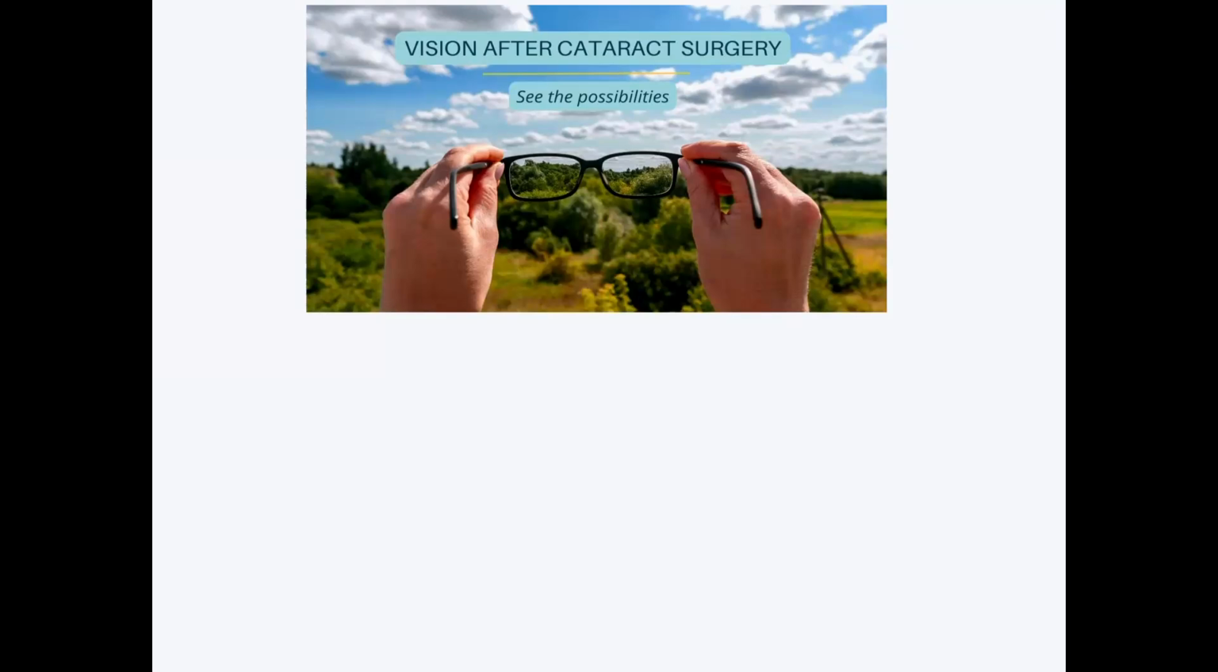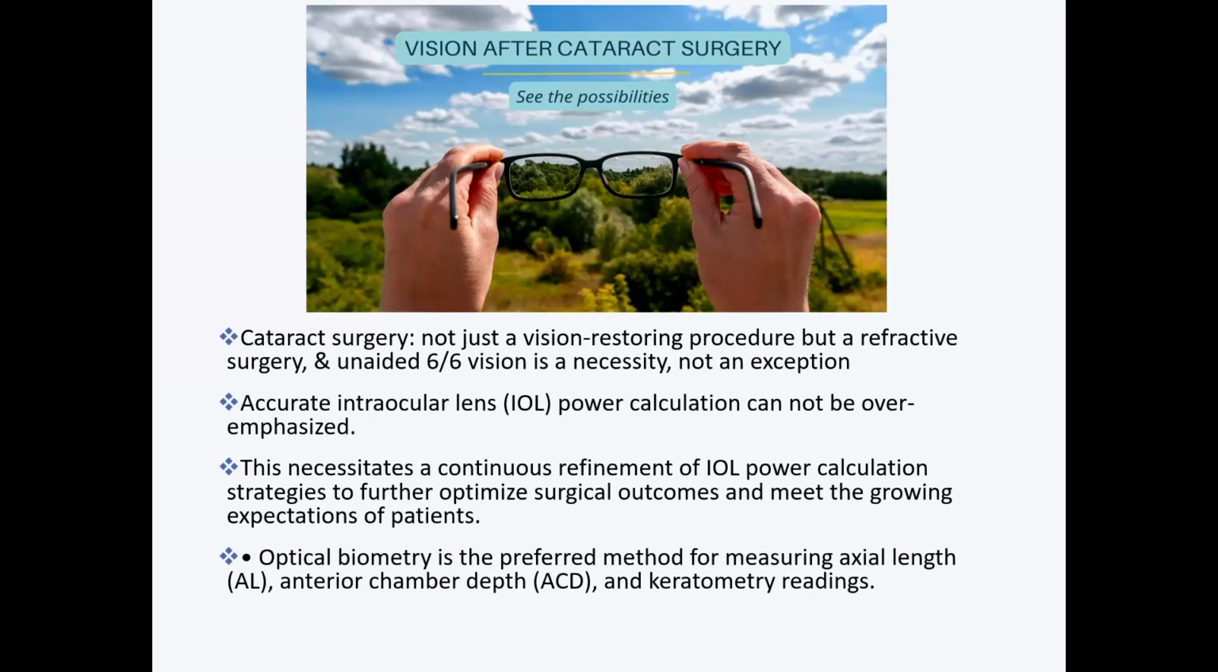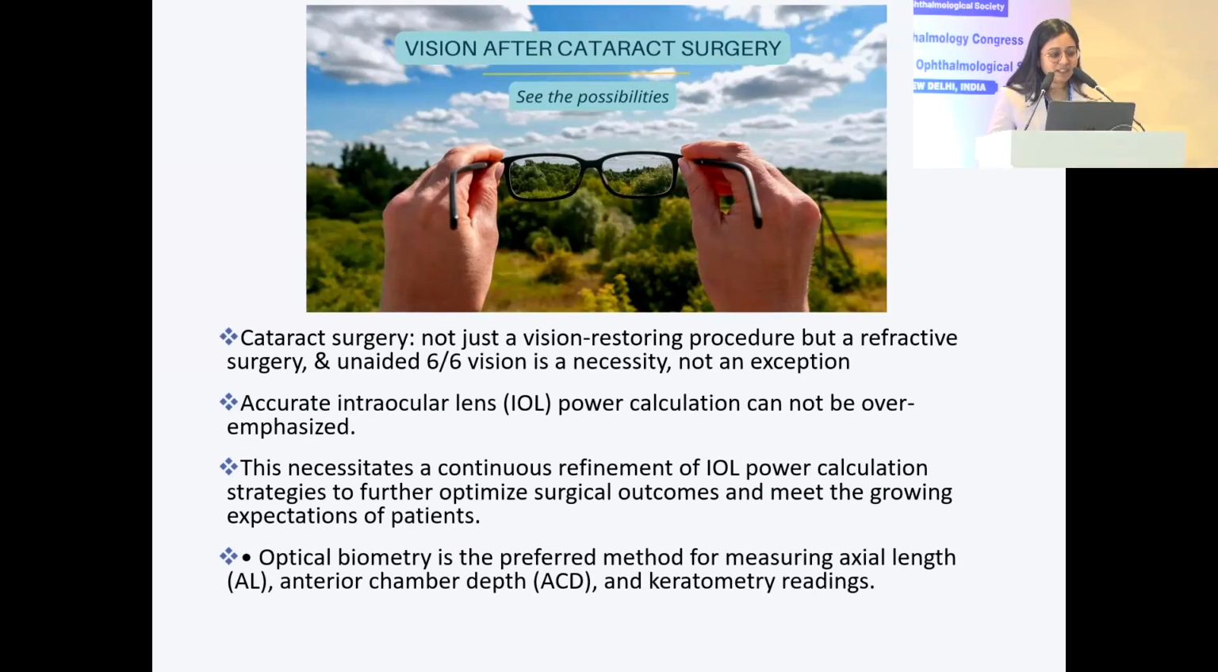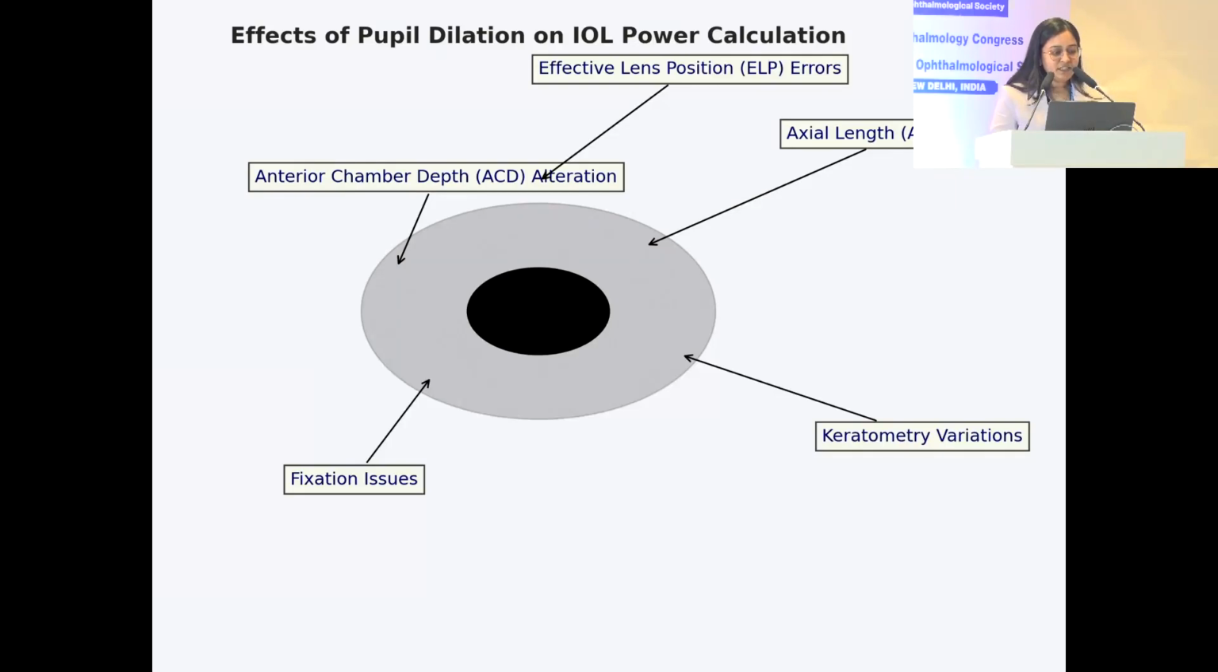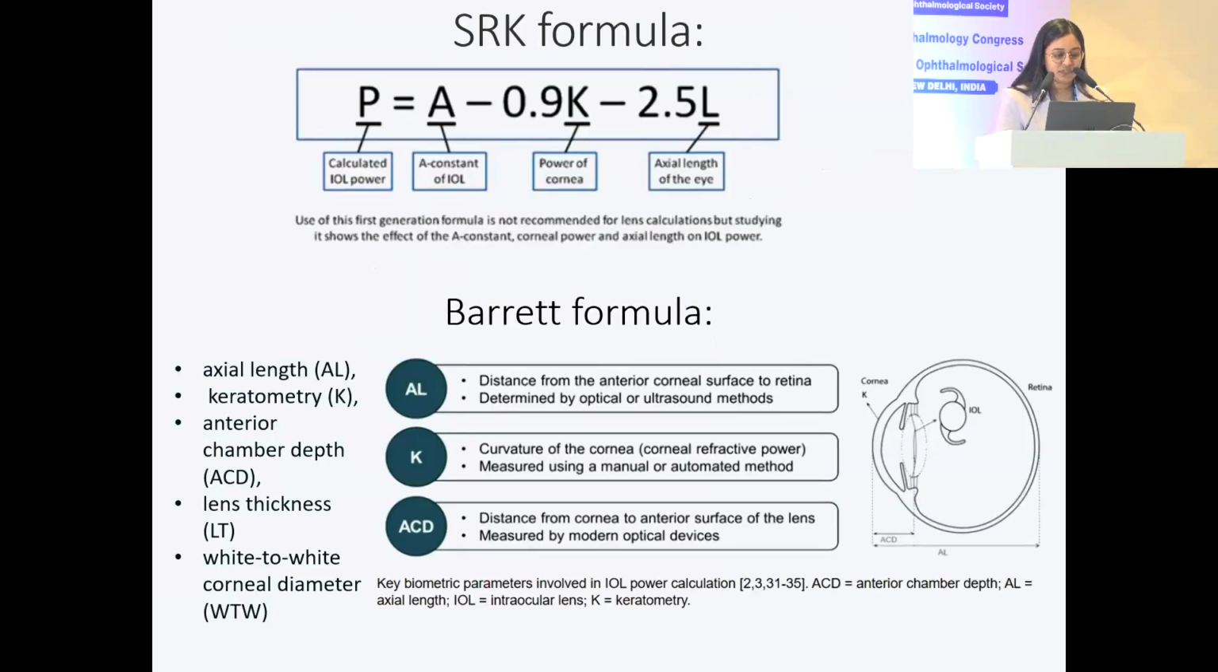As we all know, cataract surgery is no longer just a vision restoring procedure but a refractive surgery, and unaided 6/6 vision is a necessity nowadays and not an exception. And in such a scenario, accurate IOL power calculation becomes very important. As we can see, pupillary dilatation can affect the final IOL power calculation in various ways, like alteration in the effective lens position, ACD measurements, fixation issues, keratometry variables, etc.